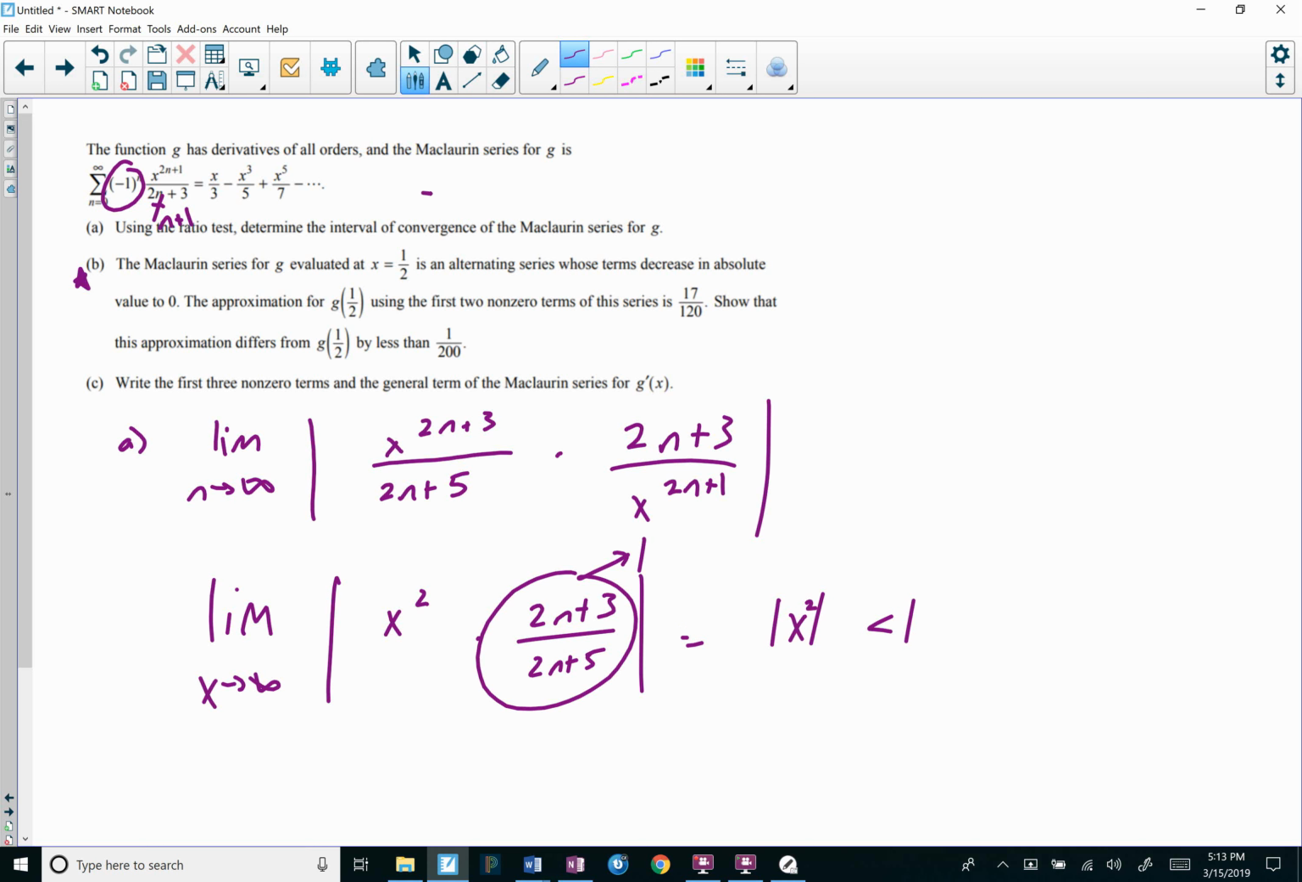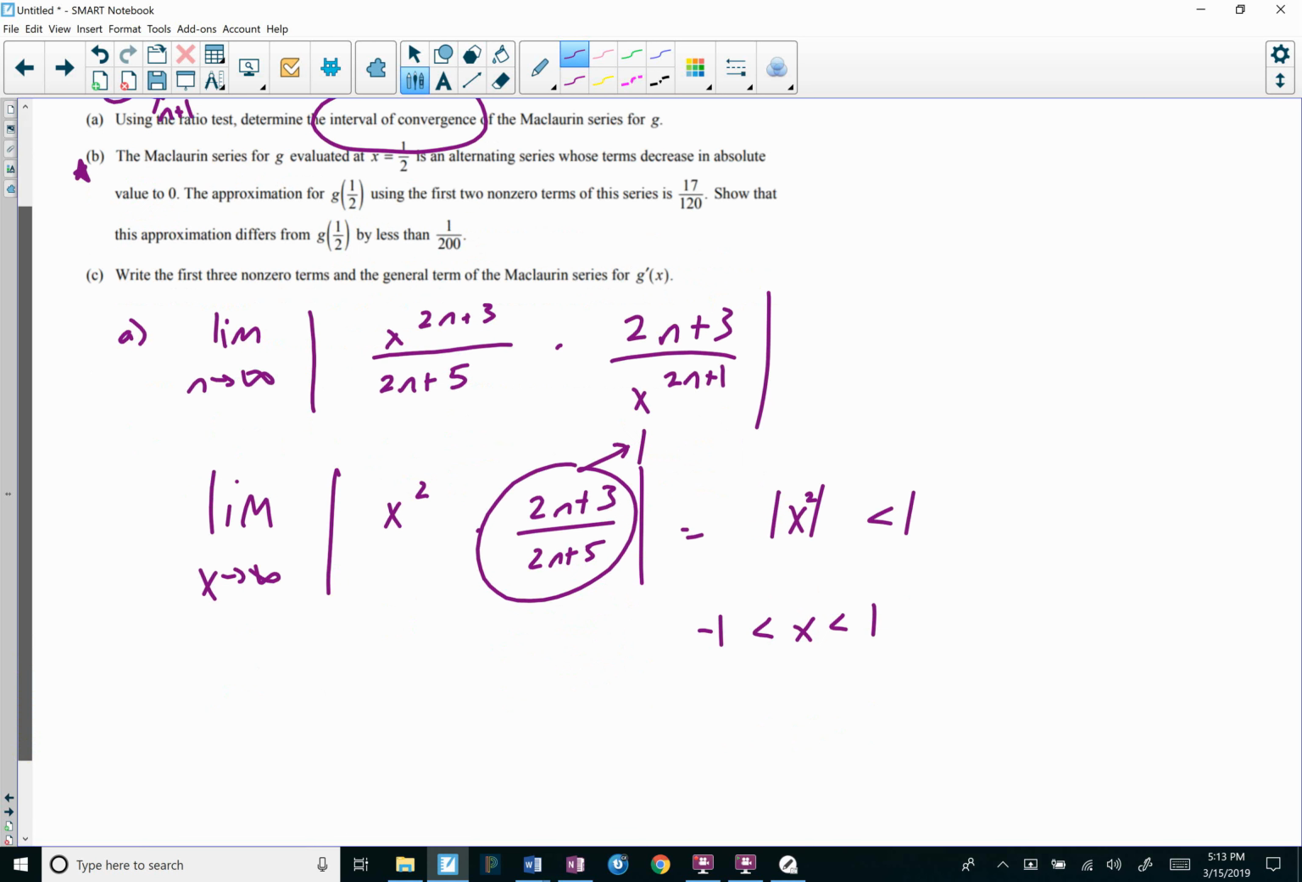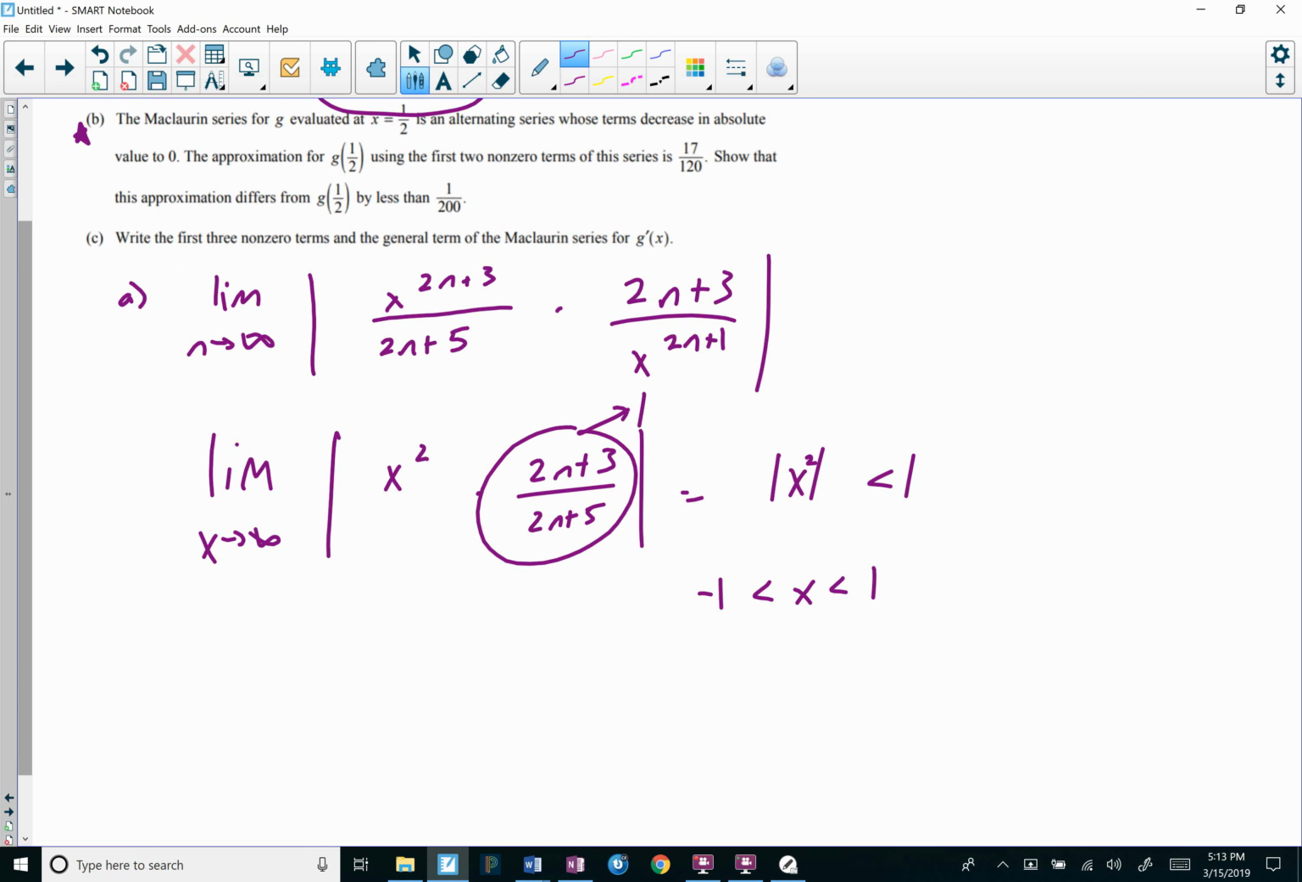Okay, now the interval of convergence. Now remember, x squared can go in both directions. As long as you're less than 1 or greater than negative 1, because it's a square, it's a positive number, you're good. Okay, now this is the question here. The big thing is determining the interval of convergence. I would put parentheses, negative 1 to 1.